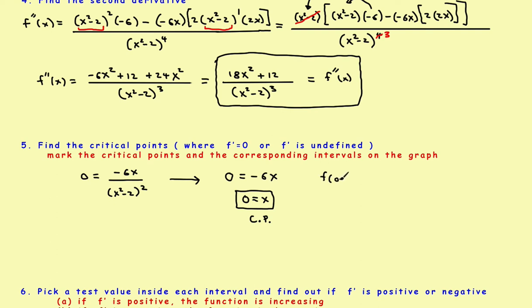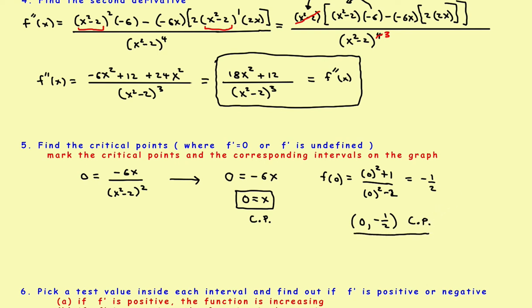So take the original function and plug in the critical point. The original function was x squared plus 1 divided by x squared minus 2. So that's going to be 0 squared plus 1 divided by 0 squared minus 2, and that's going to give you minus 1/2. So when x is equal to 0, y is equal to minus 1/2, and you get the point (0, minus 1/2), and that is a critical point. So you've got your first critical point.